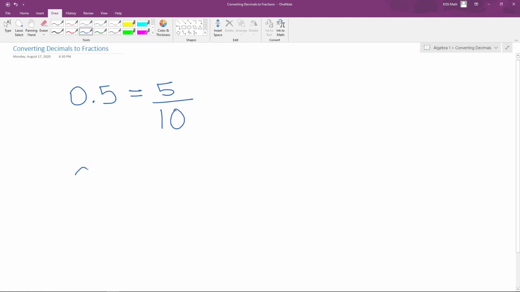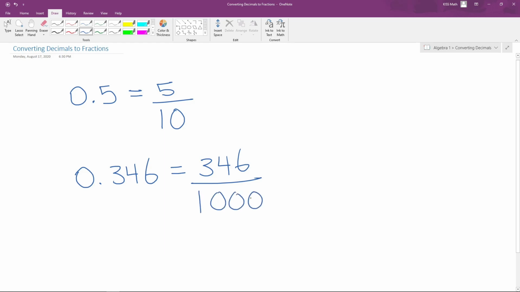So another example, 0.346. If we want to write that as a fraction, we write everything past the decimal, so 3, 4, 6, and then we have 3 digits after the decimal, so that's going to be 3 zeros. So 0.346 is the same as 346 out of 1,000.